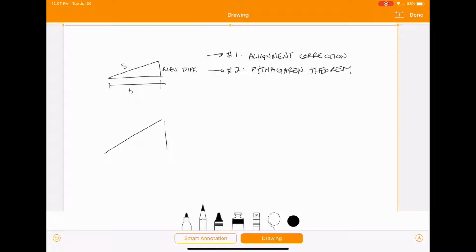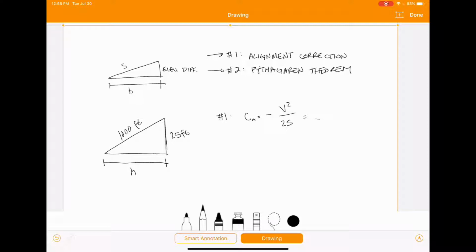But if we had an example here where we have a slope distance of 1,000 feet and an elevation difference of 25 feet, and they want you to find this horizontal distance here, h. If we use our first method, then we know that our correction for alignment is equal to negative v squared over 2s.